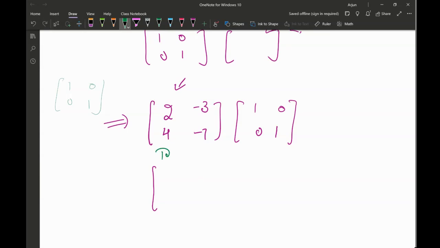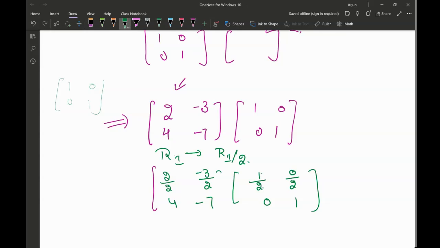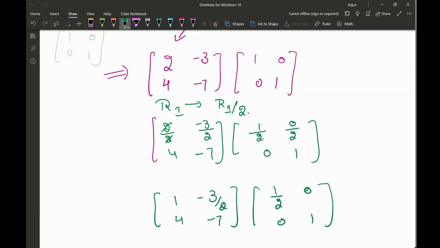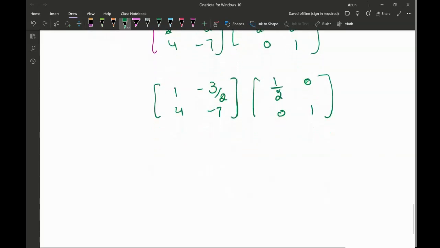So I'm going to say the operation on R1 will be R1 divided by 2. So all the elements of R1 will be divided by 2: minus 3 over 2, and then 1 over 2 here, and then 0 over 2, which is 0, and this will remain as it is, 4 and minus 7. All right, now this first element becomes 1, minus 3 over 2, and this is 4, minus 7, and then 1 over 2, 0, and 0, 1. So I've converted the first element into 1.